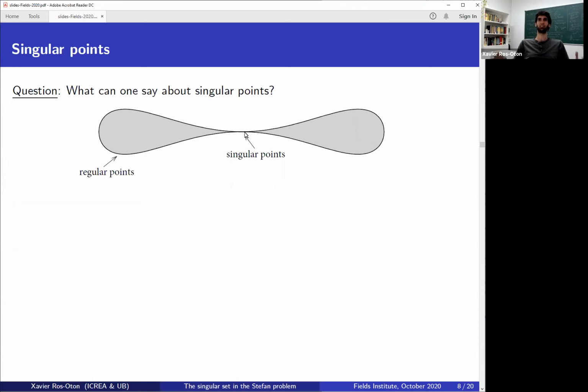the simplest case, in a sense, the simplest singular point is this picture, in which you have only one singular point, and then all the rest are regular points. But as we saw, you could have here infinitely many cusps a priori. Okay, and then what can you say?